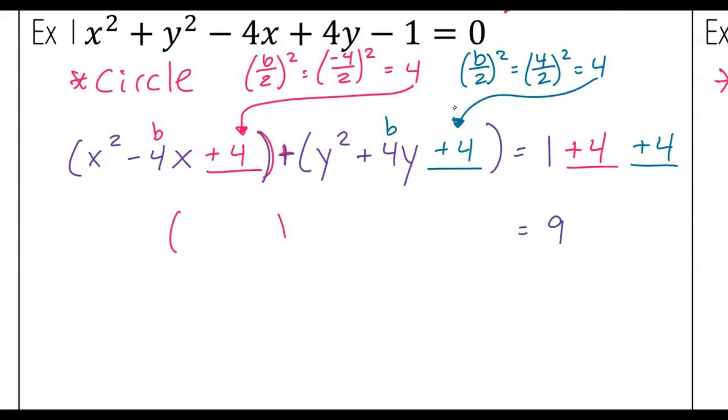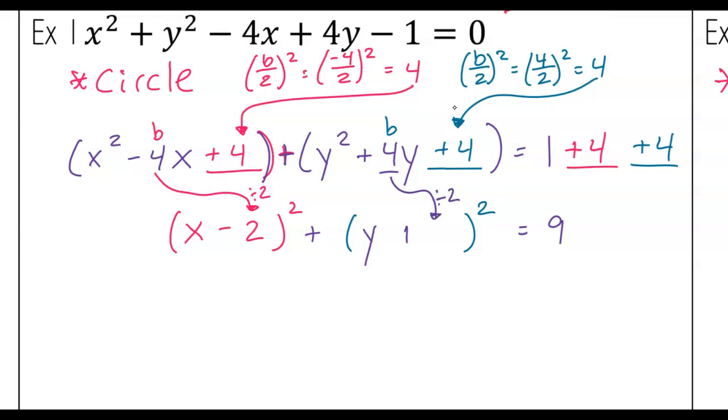How do I complete my square for the x's? Yes, we keep the same variable, which in this case is an x, and then we take our b and divide it by 2. So x minus 2 squared is our completed square. Same thing for the y's. I take my variable, which is a y, and I take my b value, and I divide it by 2. So I have y plus 2 squared is my completed square for the y's.